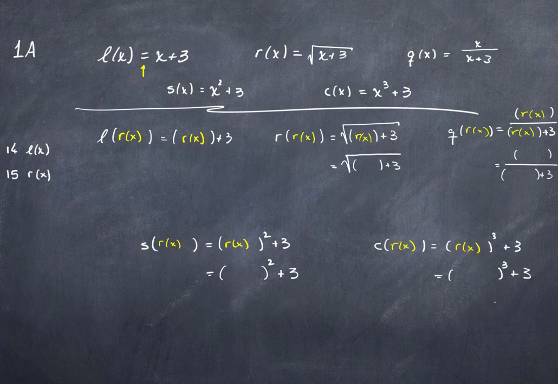Okay, so hopefully you have something that looks like this. And now you can rewrite L of r of x, knowing what you know about r of x. What is r of x? It's the square root of x plus 3. Take a minute and finish these, and we'll come back. Pause the video and see what your answers are.